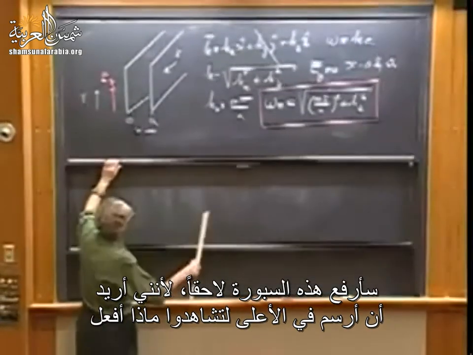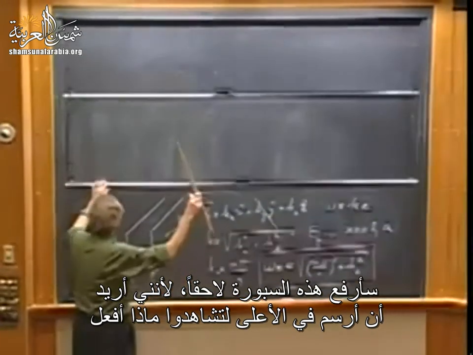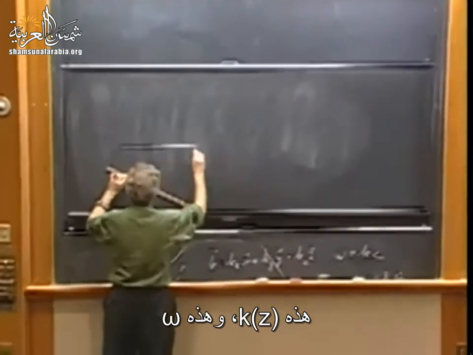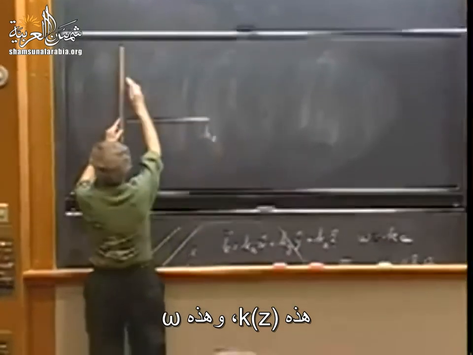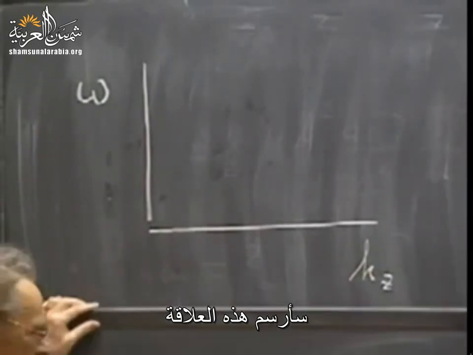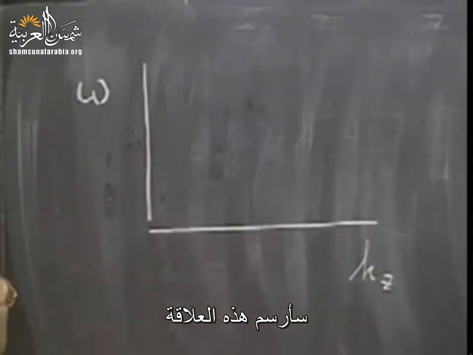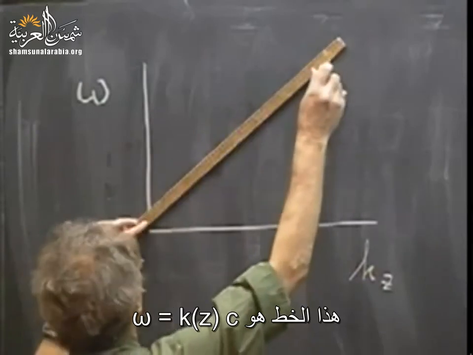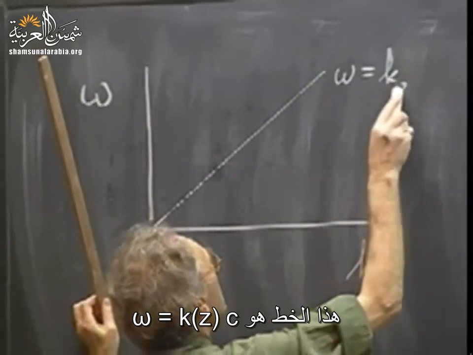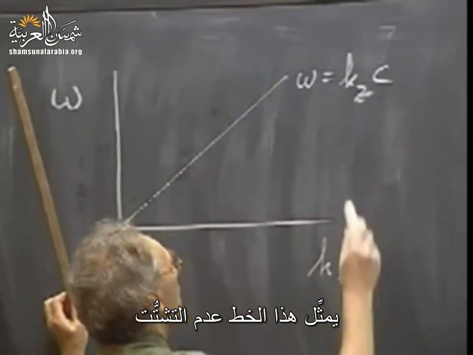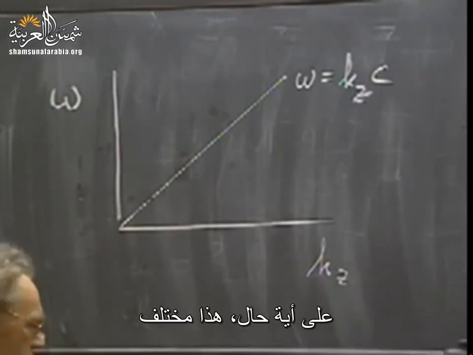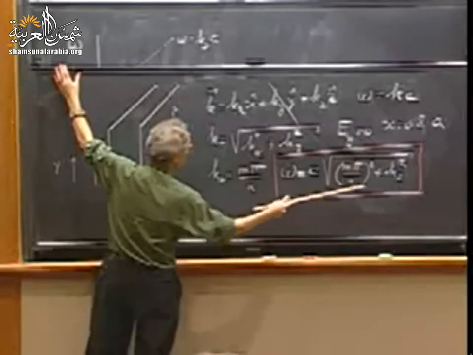I will raise this later again because I want to work over my head so that you can see what I'm doing. So this is kz and this is omega, and I am going to plot for you this relationship. This line would be omega equals kz times c. That would be non-dispersive. However, this is different because of this.